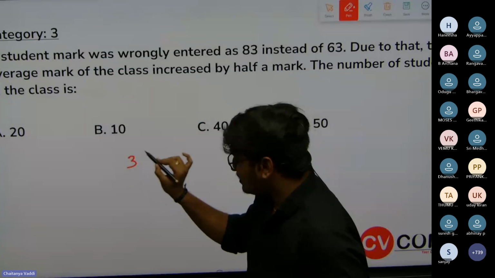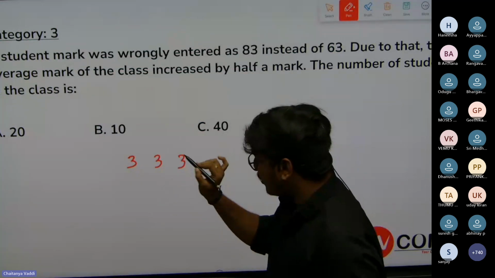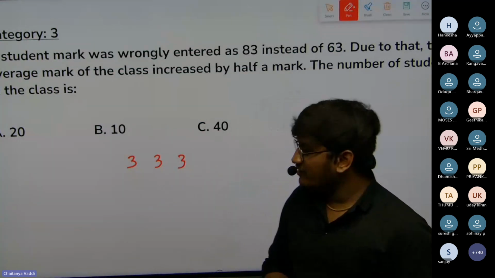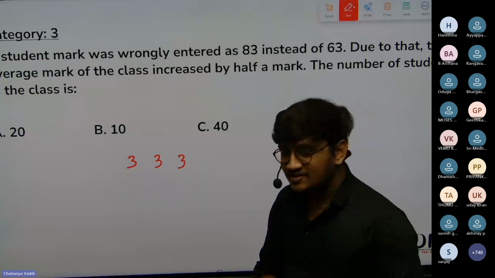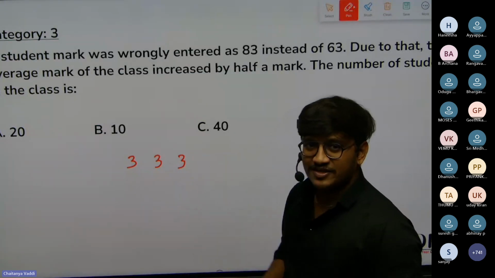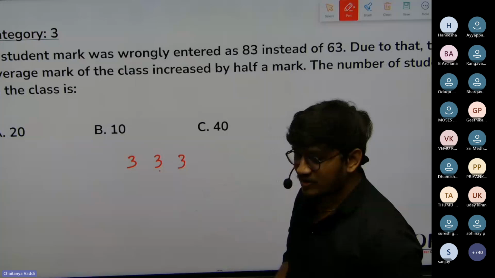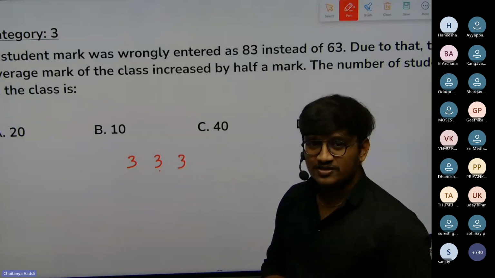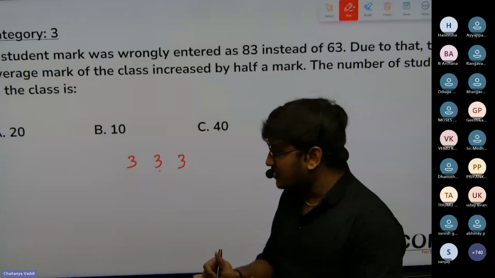Each student came with 3 chocolates. Can you guess what will be the average number of chocolates present in the class? When the first person is having 3 chocolates, the second person is having 3 chocolates, the third person is also having 3 chocolates, what is the average number of chocolates present in the class?